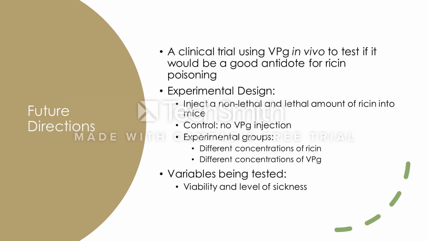The control, with no VPG injection, would be considerably safe since the dose would not be high enough to kill the mice and would give us an idea of the sickness that the mice would experience. Then, the experimental groups could contain different concentrations of VPG to help us determine what concentration of VPG works to inhibit ricin and if it actually prevents poisoning in vivo. If it is seen that VPG does inhibit ricin in vivo and prevents poisoning, further studies can be done to see if it will inhibit ricin poisoning when a lethal amount of ricin is injected.